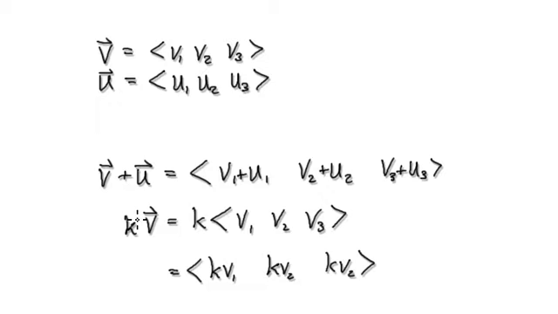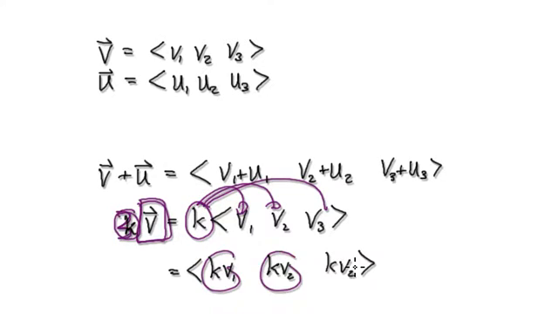So now we're going to look at what it means to have a scalar times a vector. If you have, let's say, a number 3 here, and then you times a vector, then you simply get this number times this, times this, times this. That will then give you this.